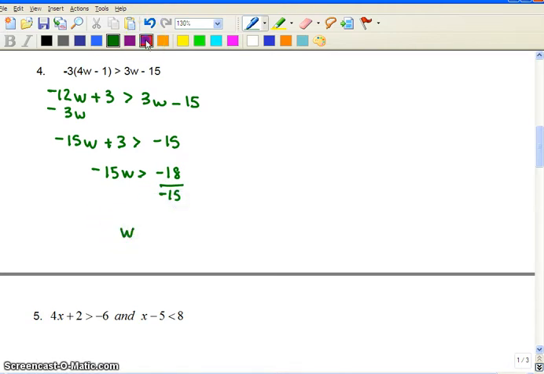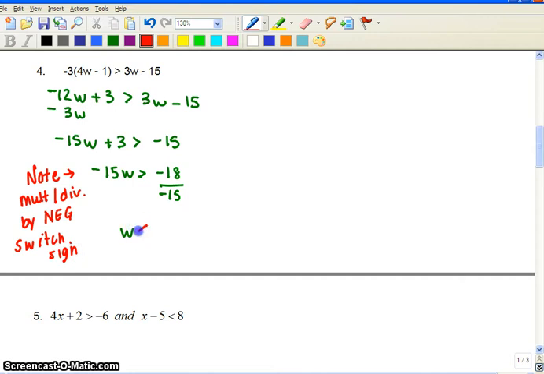Now, note, when you multiply or divide by a negative, you have to switch the sign. But you might remember that from Algebra 1 when you did these. So we're going to make this be a less than sign. Now can we reduce 18/15? Both of them are divisible by 3, so that's going to be 6/5.